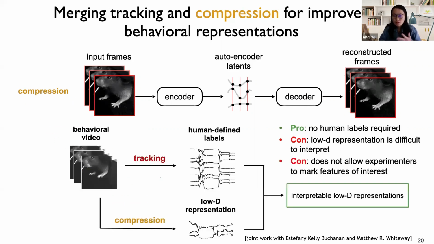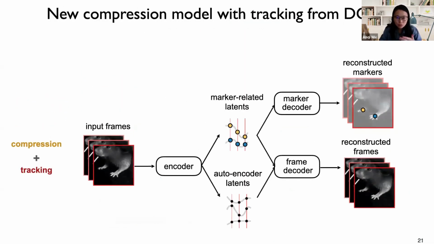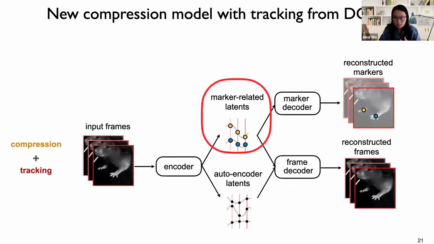Therefore, we attempt to combine the strengths of tracking and compression in order to increase the interpretability of the model of the low dimensional representation. So this is the new compression model we built, integrating the tracking information from DGP. We introduced this subspace of marker-related latents. These latents encode the input frames and are decoded to generate the markers, which are the X and Y traces.